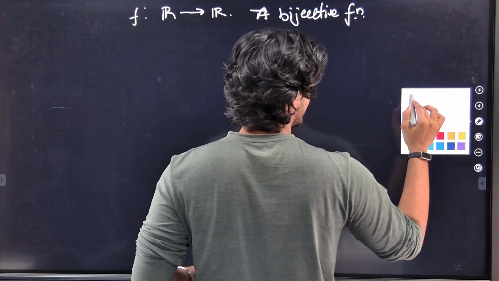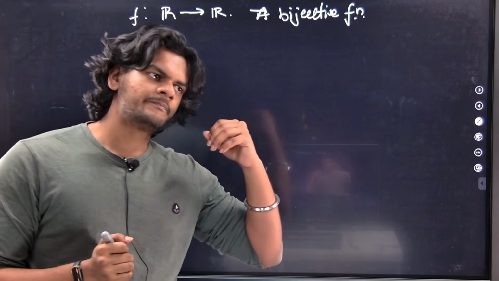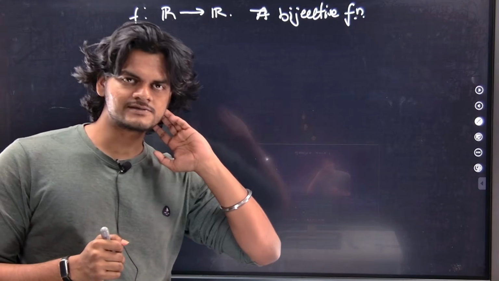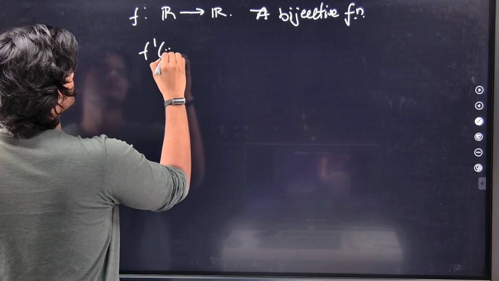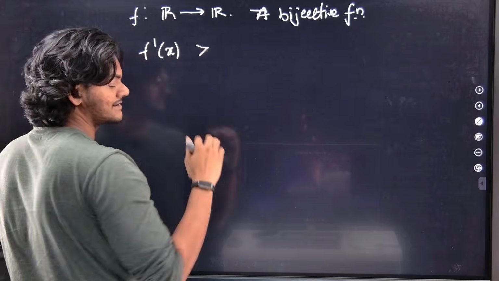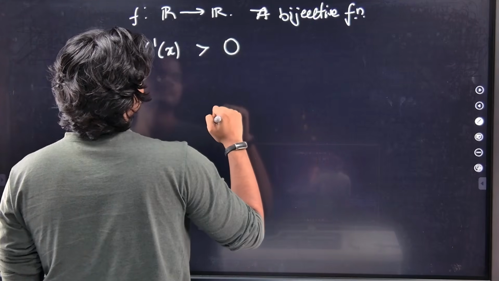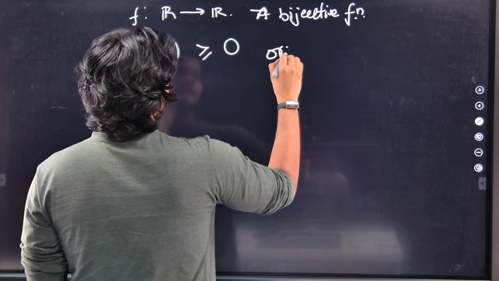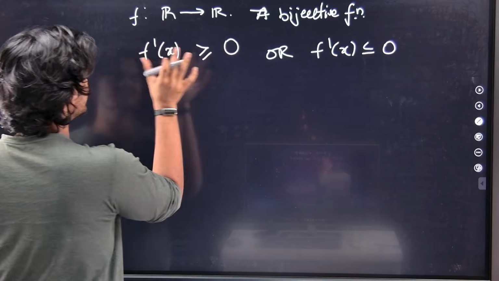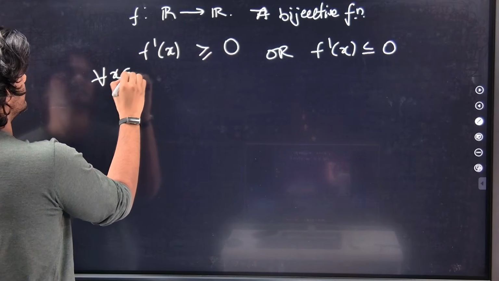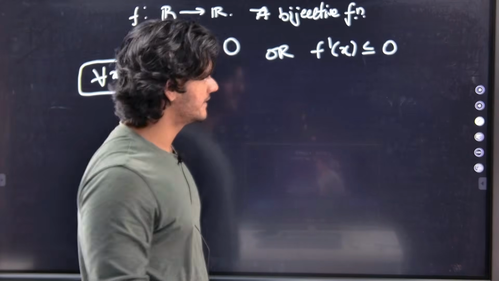If that is understood, then the explanation becomes very, very easy. You can actually directly write it. Because it is a bijective function from R to R, it has to be always strictly increasing or strictly decreasing. That means f dash is either always positive or f dash is always negative. For all x, it has to be either positive completely or totally negative.